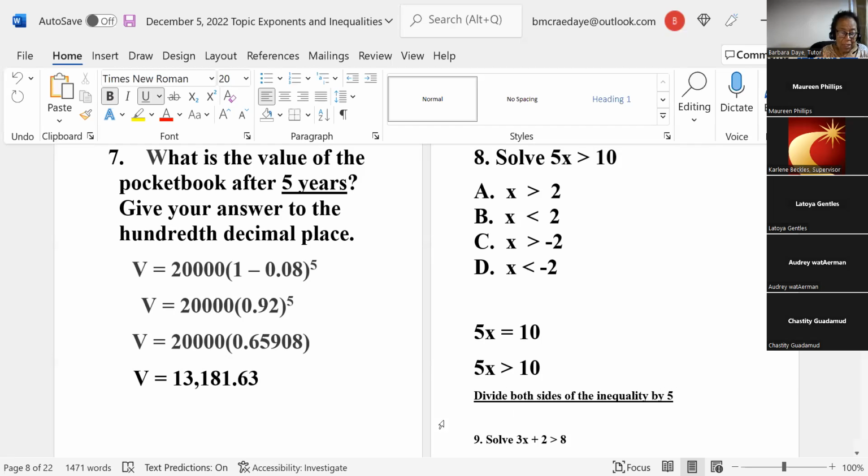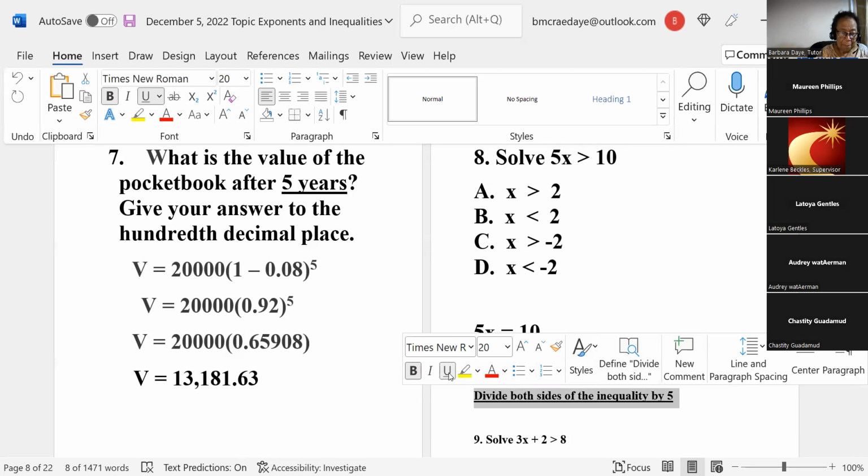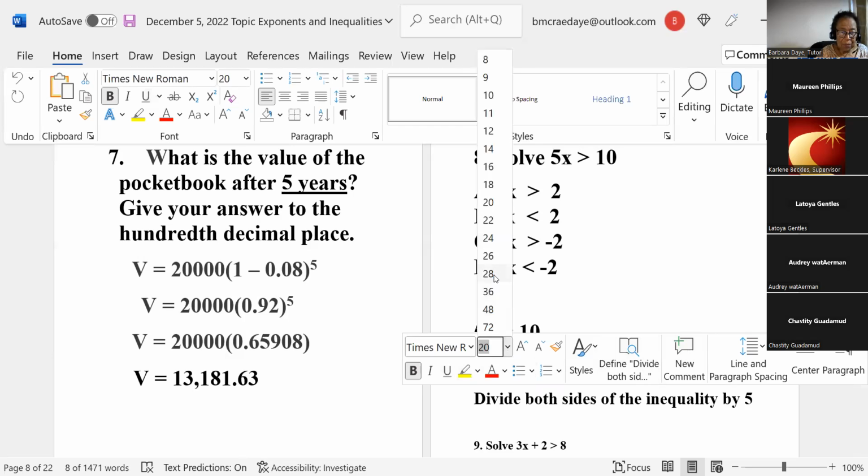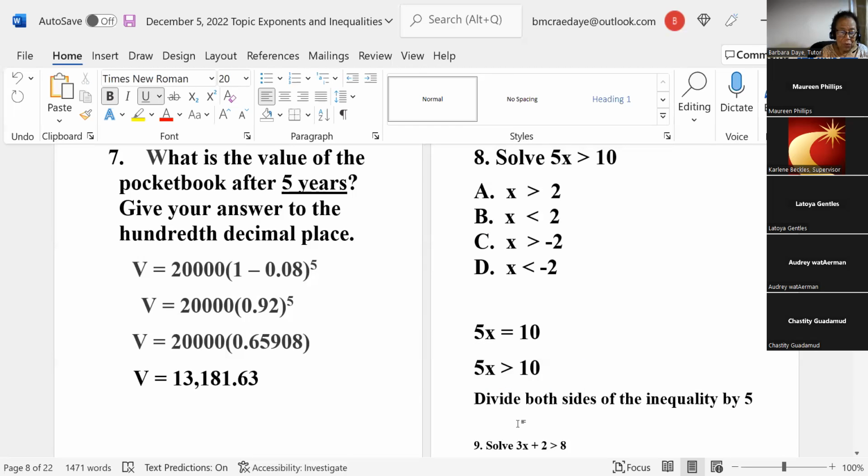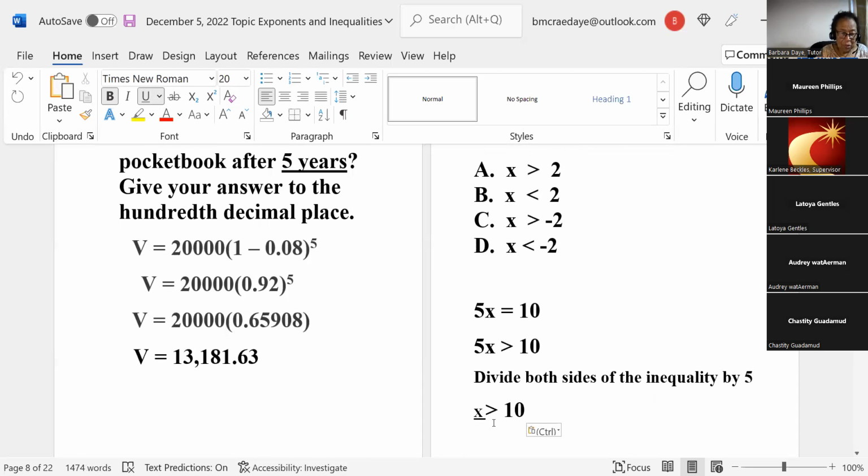So what do you have on the left side? 5x divided by 5 just gives you x, right? So that just gives you x. And then you divide the 5 and the 10, and so you'd have what? 2. So that'd be greater than 2. So your answer would be x greater than 2. 5 and the 10 goes 2.